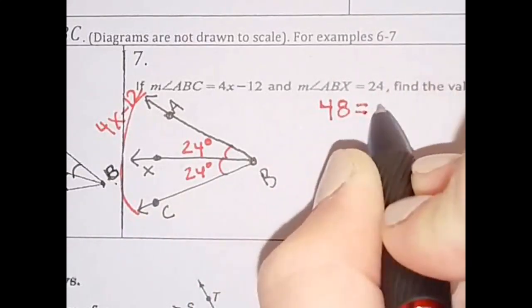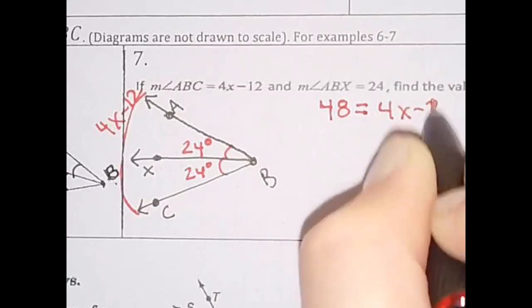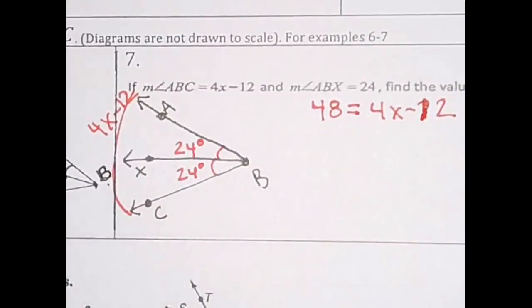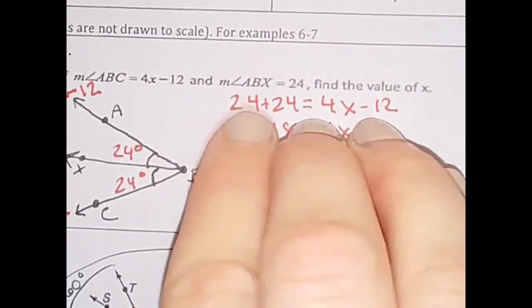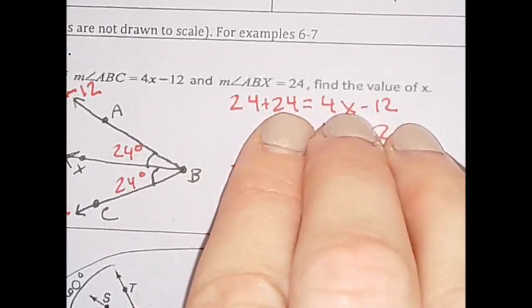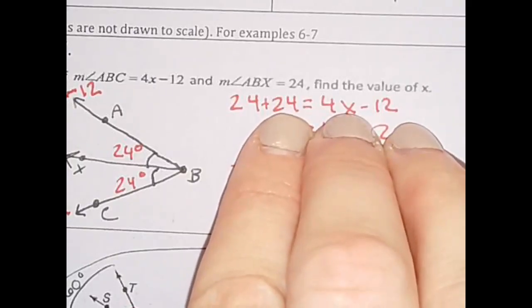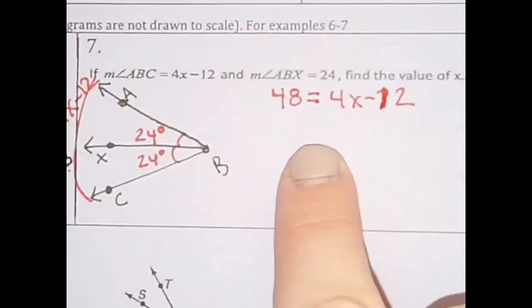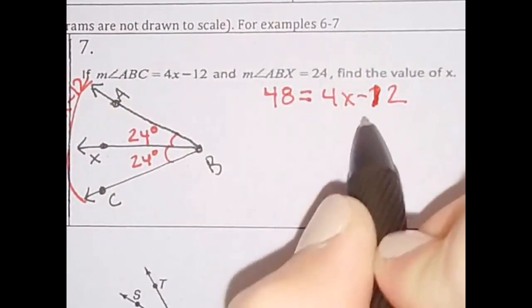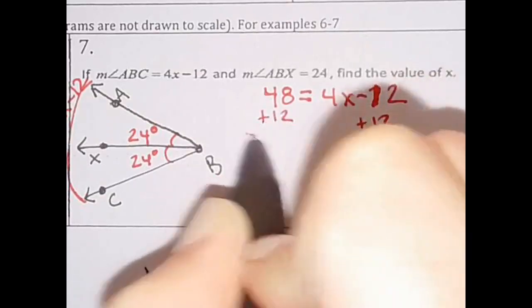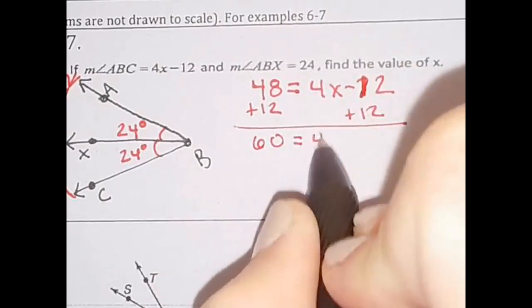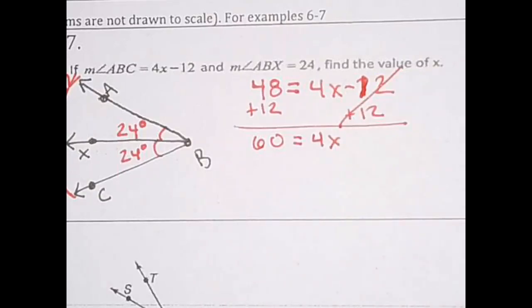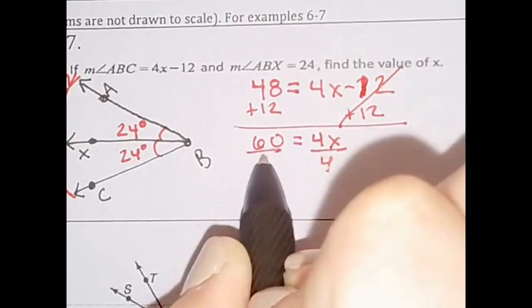Or you can write, last class we chose to write 24 equals 2x minus 6. Whatever makes more sense in your head. Either way gets us to the same step. To get x alone, we add 12 on both sides. On the left, 48 plus 12 is 60, equals, on the right, 4x drops down, these 12s cancel. Divide both sides by 4, so x equals 15. Great job.